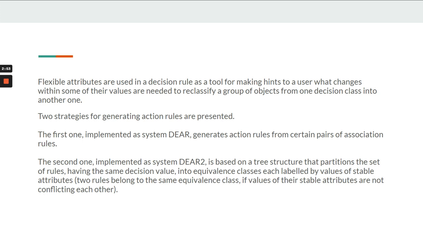Two strategies for generating action rules are presented. The first one is implemented as System DR, also called the DR1 algorithm, which generates action rules from certain pairs of association rules. The second one is implemented as System DR2, which is based on a tree structure that partitions the set of rules having the same decision value into equivalence classes, each labeled by the values of stable attributes. Two rules belong to the same equivalence class if the values of these stable attributes do not conflict with each other.